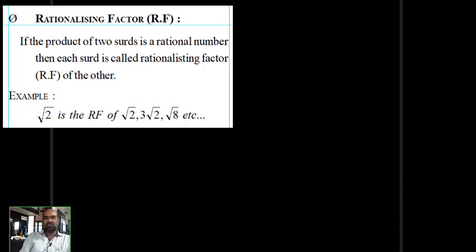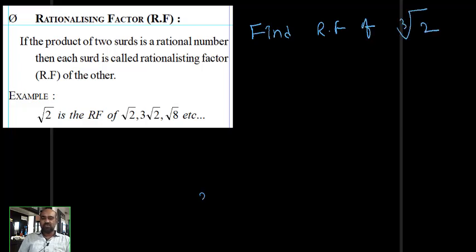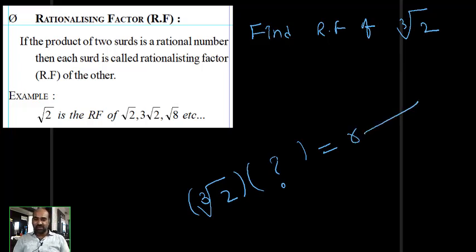Okay, now the question is, find the RF of cube root of 2. What is our procedure, Nana? This is a surd. We want to find a surd such that the result is a rational number, that is, the question mark. That is called its RF.